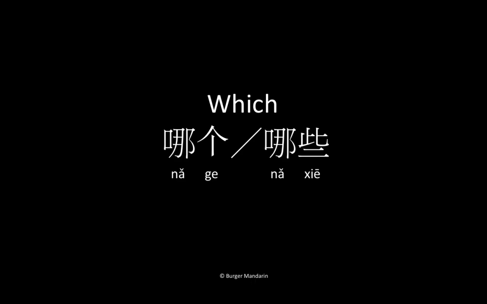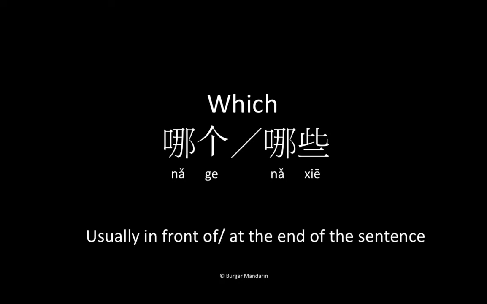Next, I'm going to talk about how to say which in Mandarin Chinese. 哪个 is the singular form for which. 哪个 and 哪些 is the plural form for which. Now, we usually put 哪个 or 哪些 in front of or at the end of the sentence.